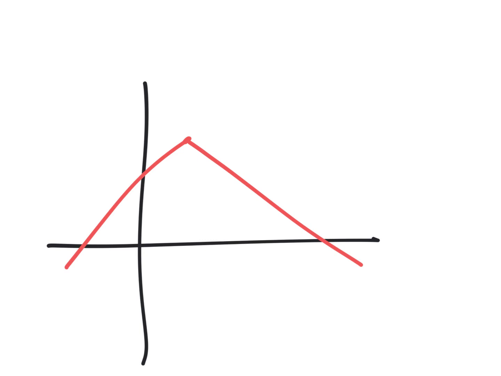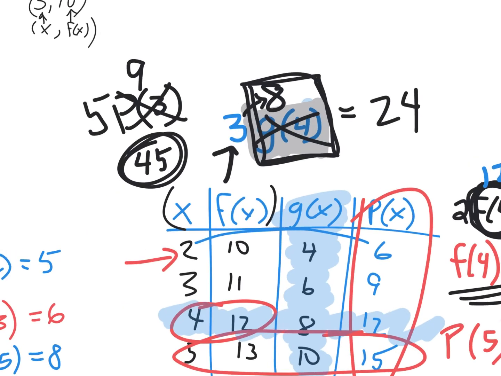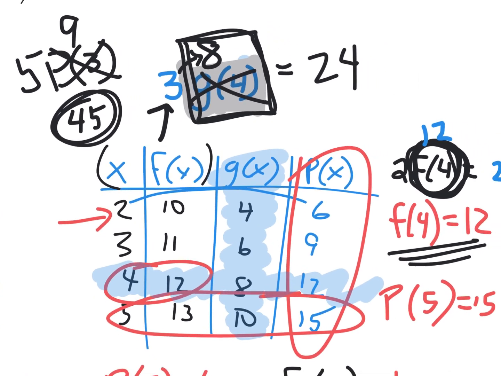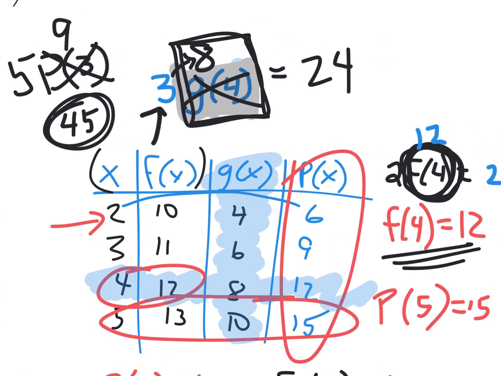Yes, question first? So it's the last one, and we got 45. Oh, we got the 45. Okay. First we did p of 3. Would you look on the chart and figure out p of 3?